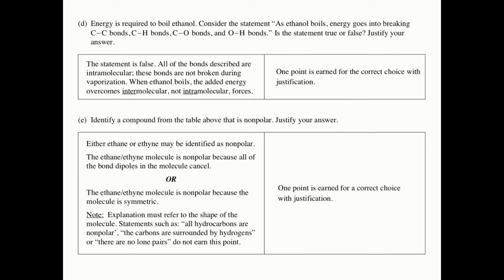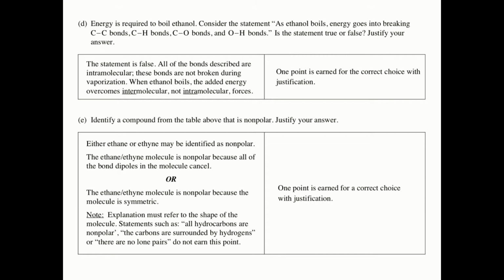In D, it says energy is required to boil ethanol. Consider the statement: as ethanol boils, energy goes into breaking carbon-carbon bonds, carbon-hydrogen bonds, etc. Is the statement true or false? Well, this is going to be false because remember, when you boil or you melt, you're breaking intermolecular attractions, not intramolecular attractions, which are represented by the carbon-carbon bonds, those covalent bonds. So make sure that you note that it's inter that we're breaking, not intra, so you get 1 point for that.